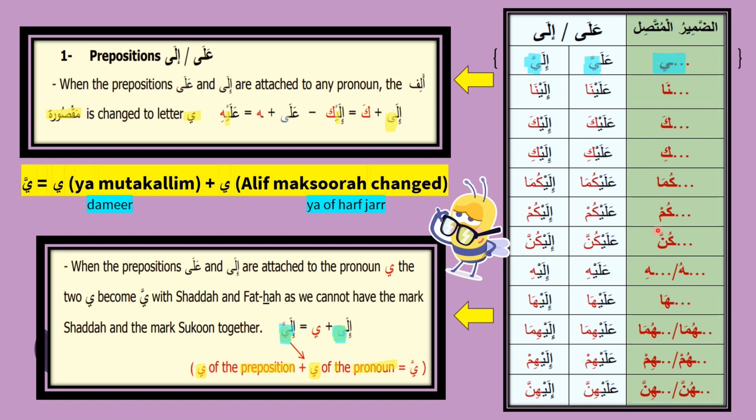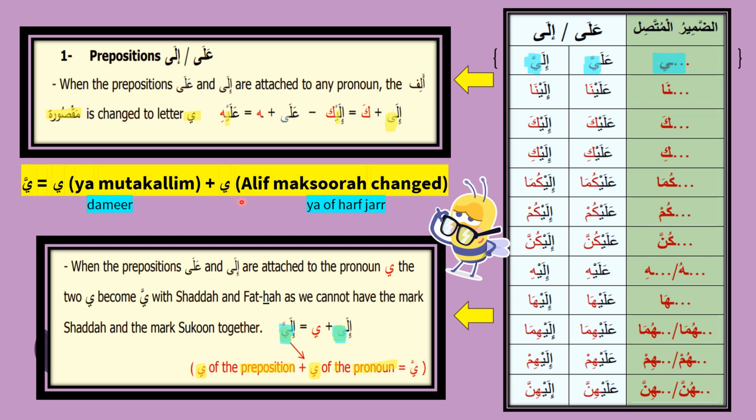So it's the same. Now coming to attaching with the ya mutakallim. This pronoun alone has a little bit of difference in the rules. So this ya, known as the ya mutakallim, when it attaches with ala and ila, what happens? The alif makhsura, as you know, both of them have alif makhsura at the end. The alif makhsura changes to ya. So this is the first thing you should know.